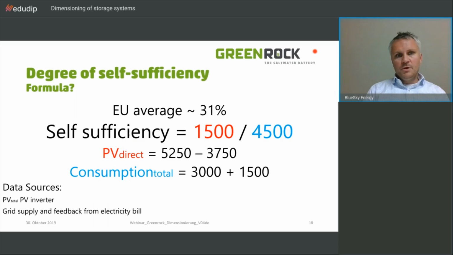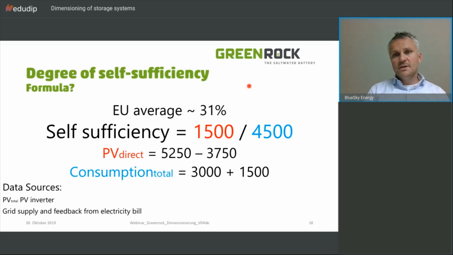So that would be one example over here. We still have the 1,500 kilowatt hours from the example beforehand. We've got the total consumption. The total consumption is 4,500. That is the 1,500 which we are consuming directly from the PV, and the 3,000 which we need to source from the grid. In this case, our autarky degree, or self-sufficiency degree, is 31%.